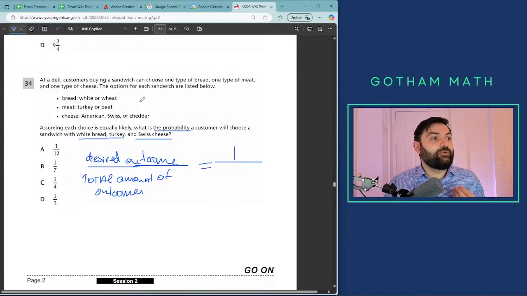So how do we know how many combinations we can get? By multiplying all the possibilities. What do I mean by that? We have two possibilities for bread, right? We write two. We have two possibilities for meat. We write two. We have three possibilities for cheese. We write three. And now in order to find out how many combinations we can make, we have to multiply all these possibilities between each other. So it's going to be 2 times 2, 4, times 3, 12.